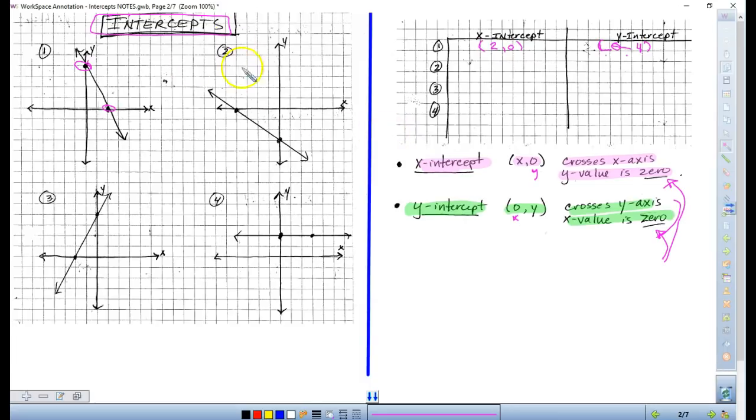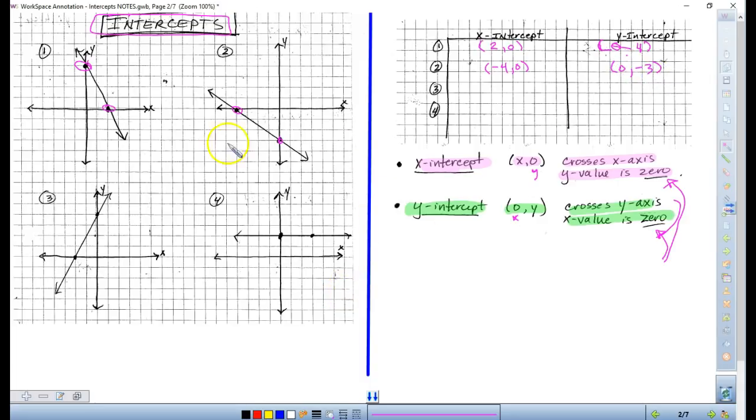All right, so let's look at graph 2. This intercept right here is hitting the x-axis, and the coordinates of that point are -4, 0. Hopefully you can stay a step ahead of me on these notes. And the y-intercept, where it hits the y-axis, is right here, and that would be the coordinates 0, -3.